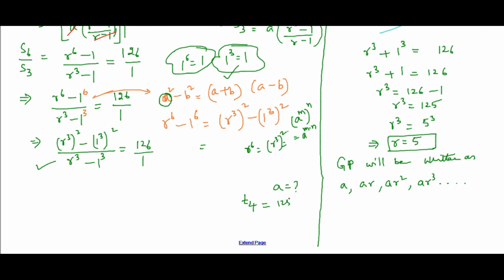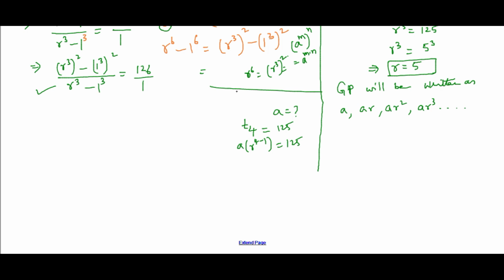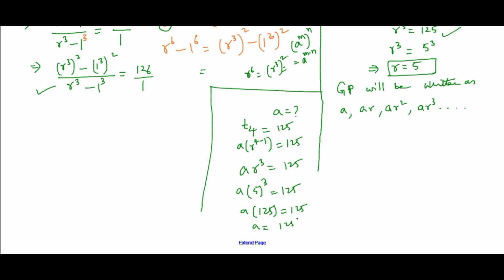Let me write this one. T4 is equal to 125. A into r power 4 minus 1 is equal to 125. Can I write like this? Yes. So, see there, a r power 3 is equal to 125. What was r power 3? By the way, 125. Or you can substitute r as 5 cube and get the value also. That's up to you. So a into 125 is equal to 125. So a will be 125 by 125. Then a will be 1.